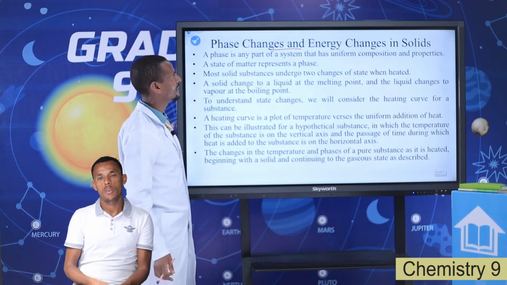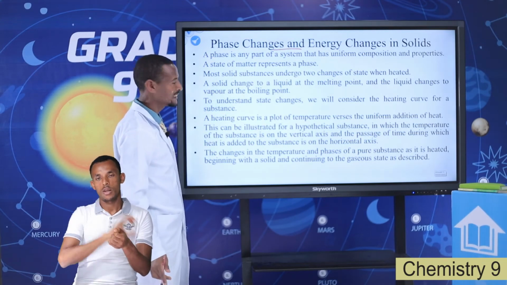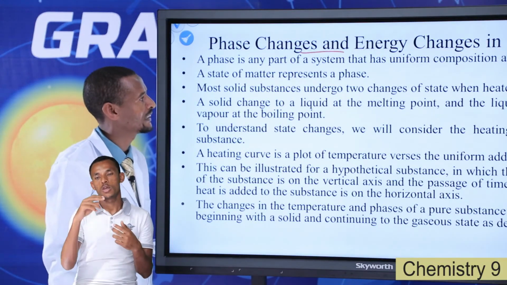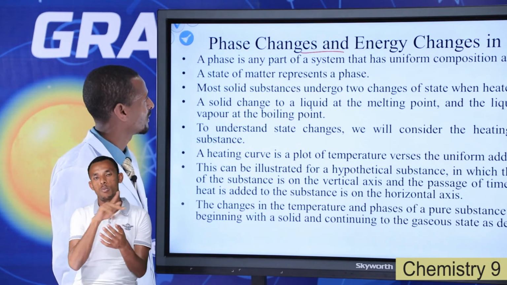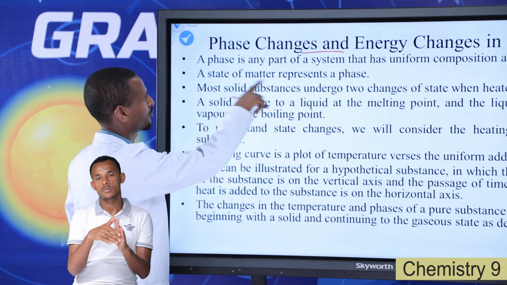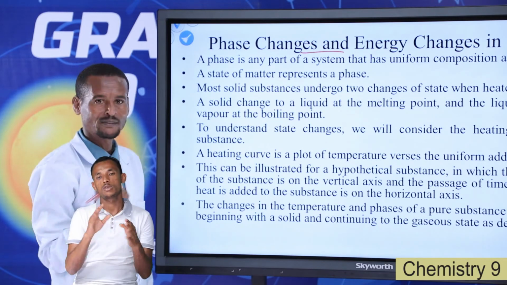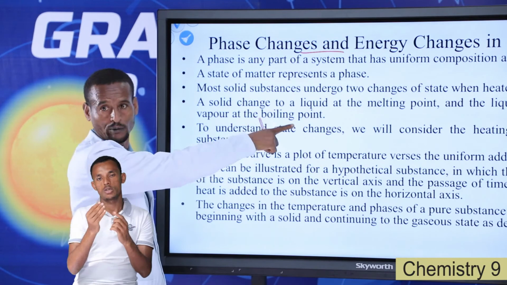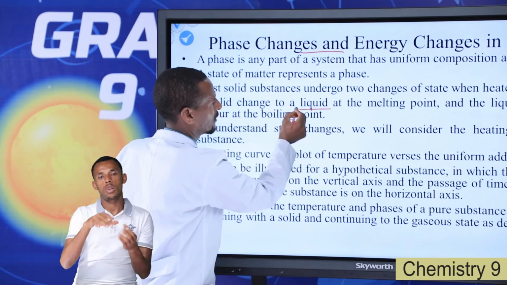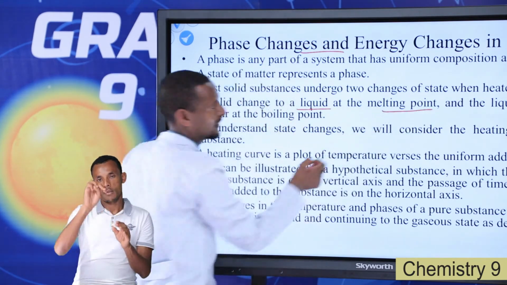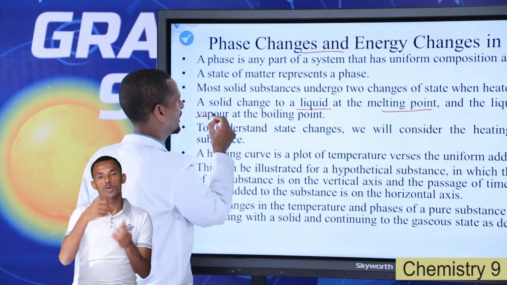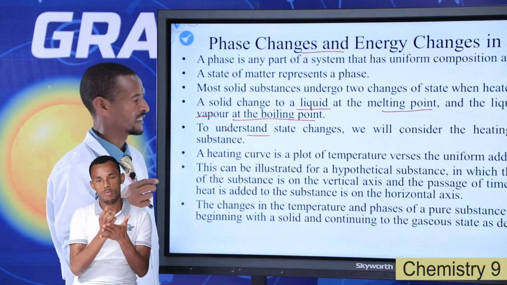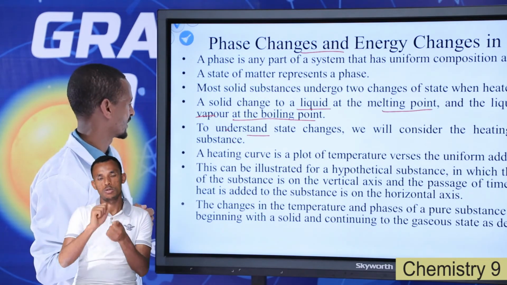Phase change and energy change in solids. A phase is part of a system that has uniform composition and properties. A state of matter represents a phase. Most solid substances undergo 2 changes of state. A solid changes to liquid at the melting point, and the liquid changes to vapor at the boiling point. So, 2 changes of state take place.